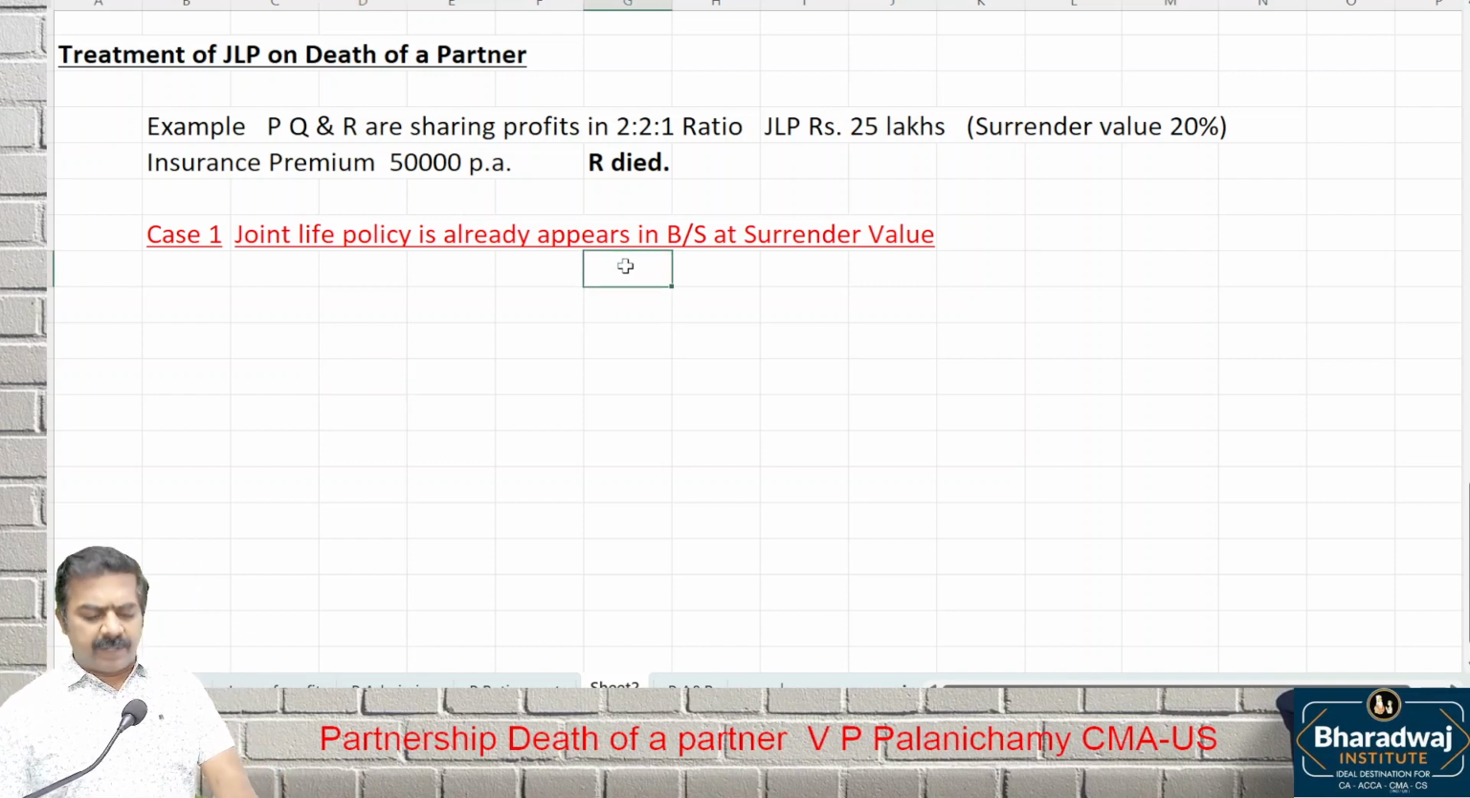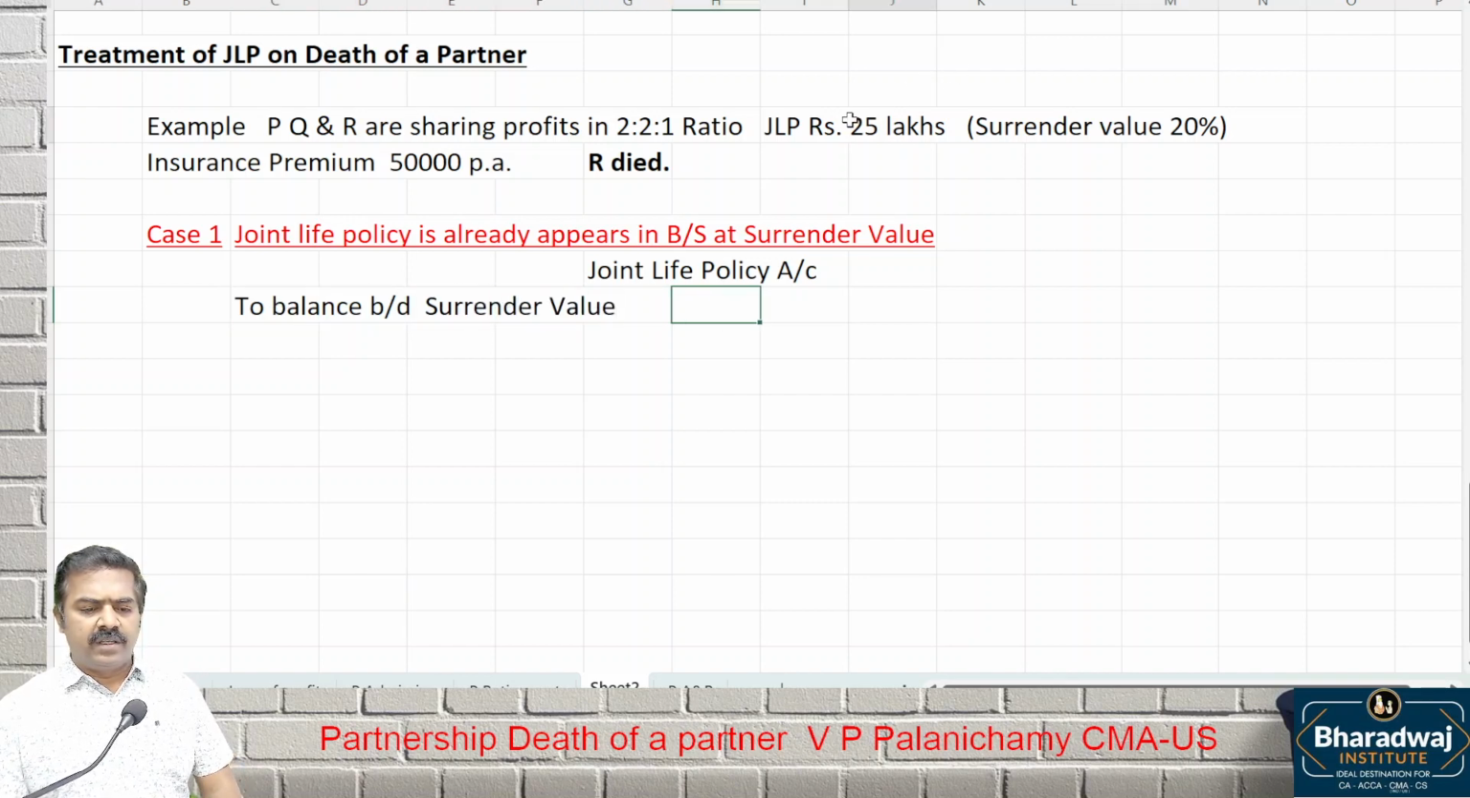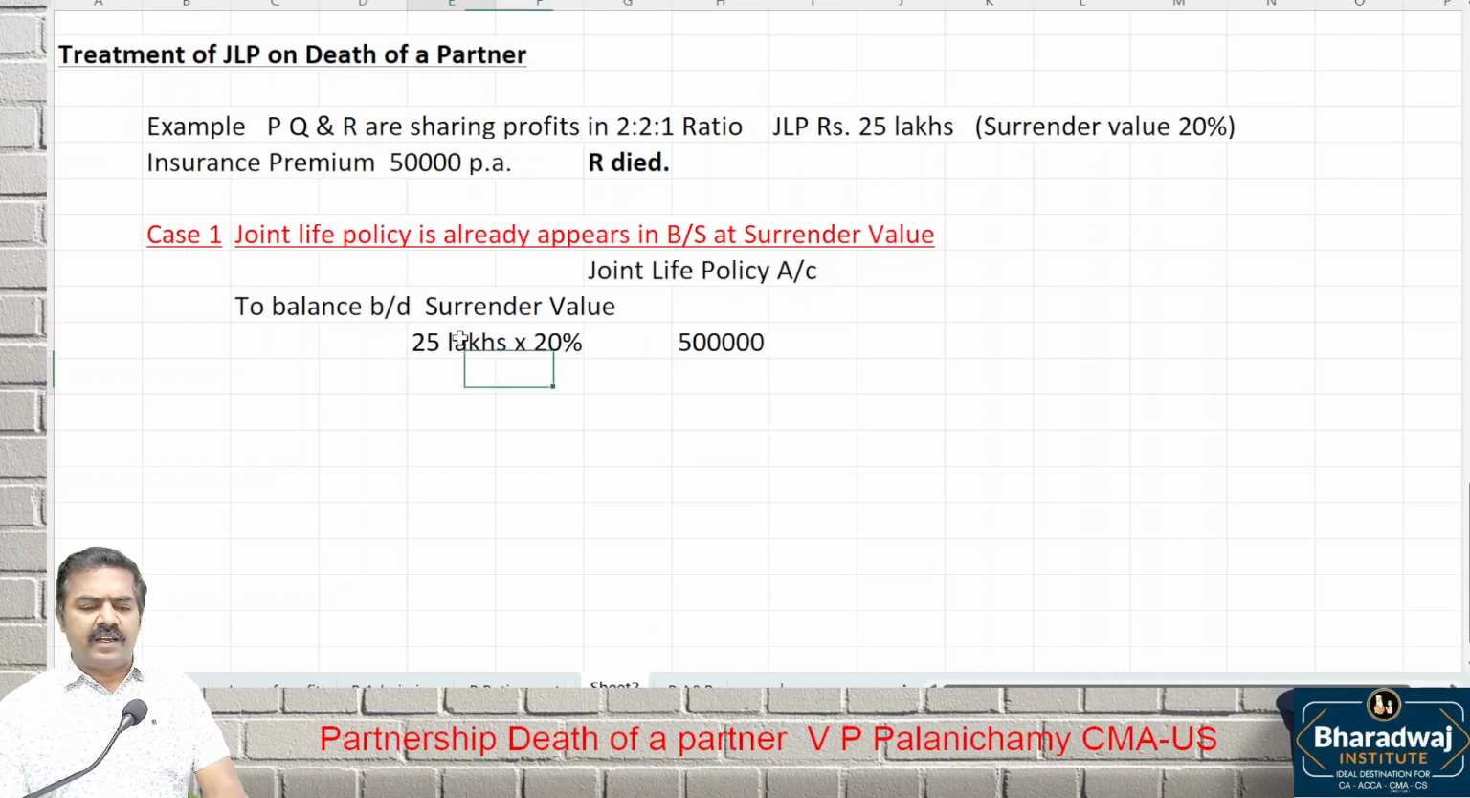Now it's better to prepare a ledger account so that you will understand better. Joint life policy account. Is it an asset or liability for the firm? Asset. Investment made is an asset. To balance brought down. Already surrender value. What is the surrender value already recorded in balance sheet? 20% of 25 lakhs, 5 lakhs already recorded.